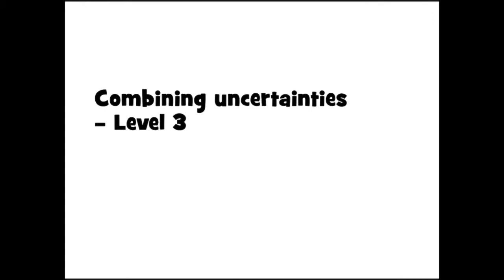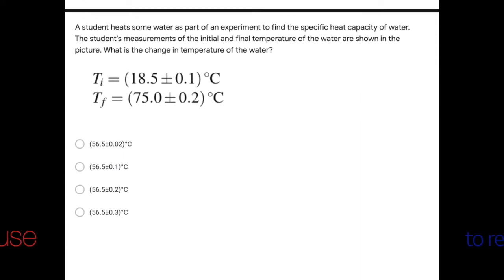And then we come to level 3, combining uncertainties. Looking at example number 1, we're being asked to find the change in temperature. So we're looking for delta T, which we know is final temperature minus initial temperature. When we've got the addition or subtraction of quantities measured in the same unit, the way that we find the total absolute uncertainty is we add them together. So the absolute uncertainty here is going to be plus or minus 0.3 degrees C.